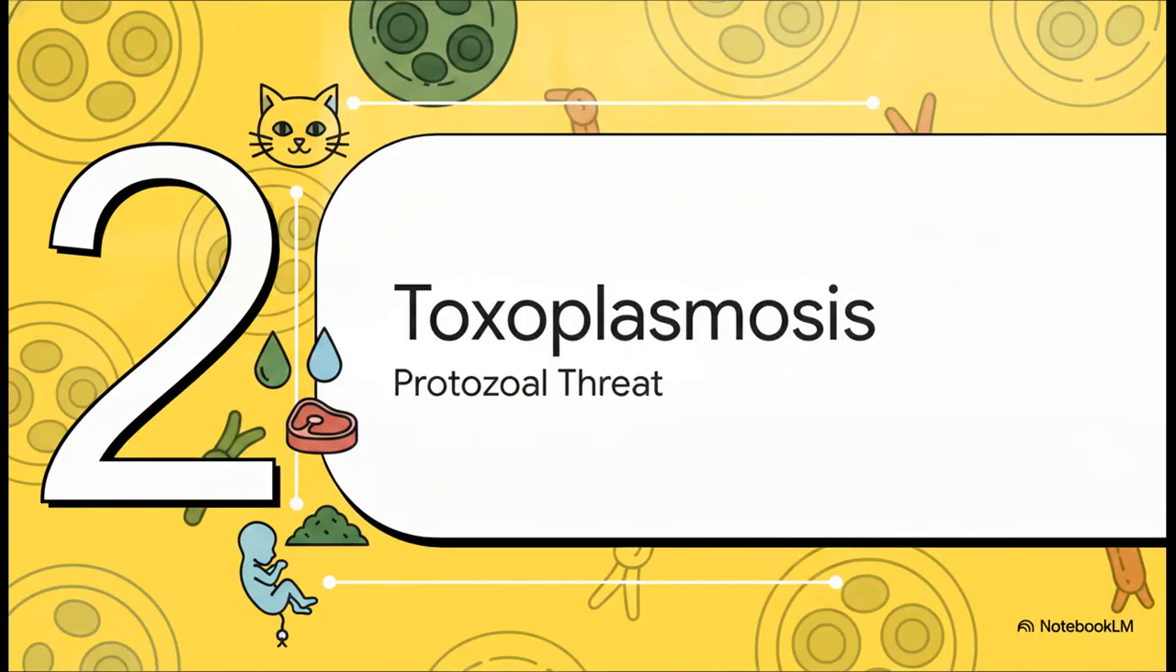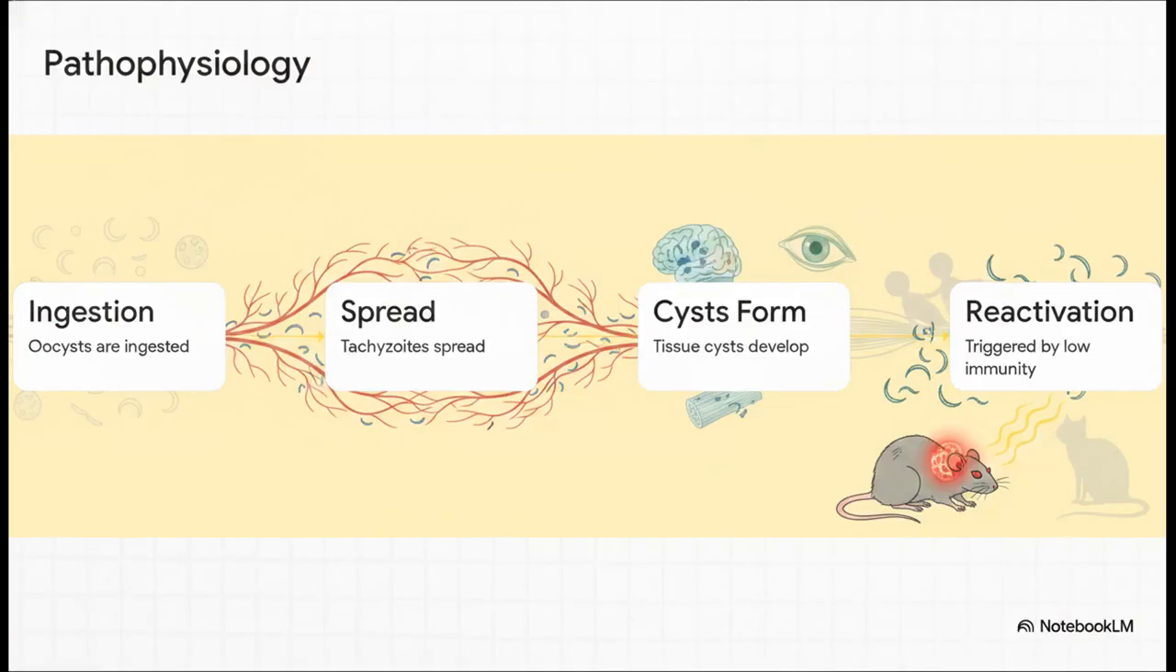Section 2, toxoplasmosis, protozoal threat. Let's apply our framework. By definition, toxoplasmosis is an infection caused by the Toxoplasma gondii parasite. Its etiology stems from undercooked meat, contaminated water, or ingesting oocysts found in cat feces. This is exactly why pregnant women are advised against changing cat litter, as it can be passed congenitally.